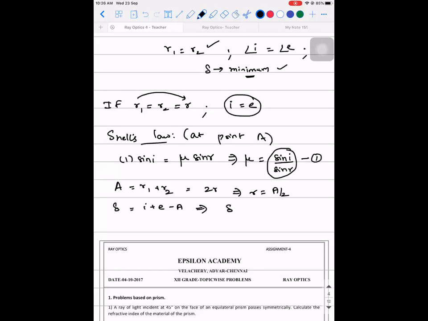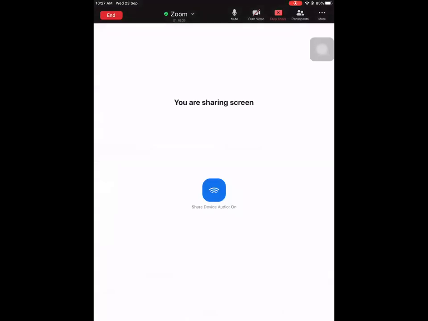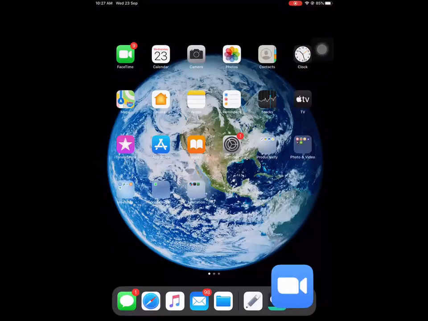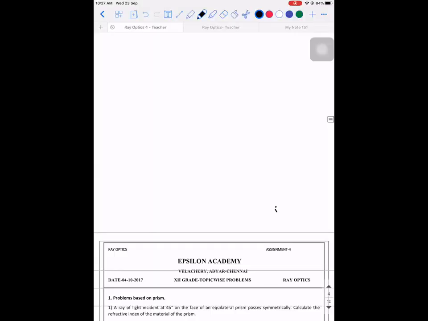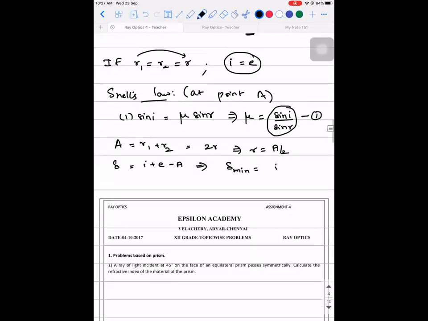In a similar way, we know that delta is equal to i plus e minus A, which implies, in this case, what is delta? Delta is least, delta minimum is equal to, and some books give it as delta m, it's up to you. Delta minimum is equal to 2i minus A, which implies i is equal to A plus delta minimum divided by 2. Accepted? So let this be equation number 2 and let this be equation number 3.